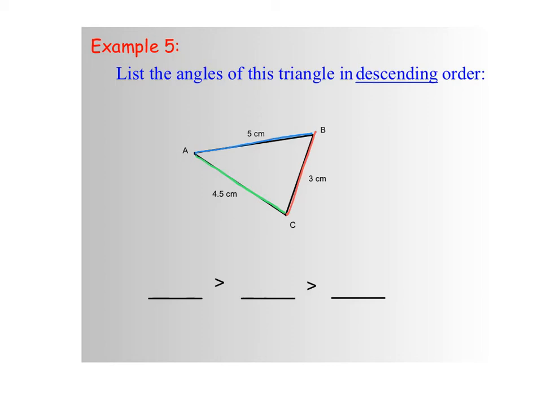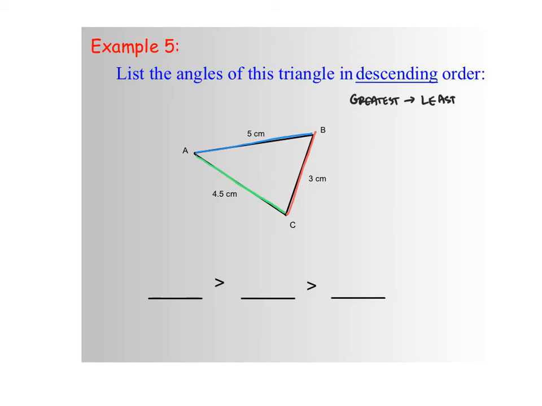It wants me to list the angles in the triangle in descending order. So descending order means greatest to least. So I want my largest angle followed by the next smallest followed by the smallest.